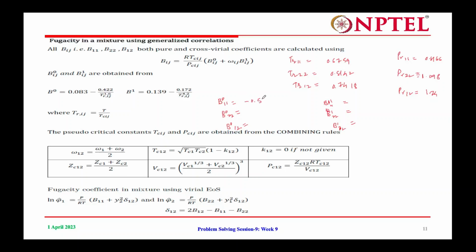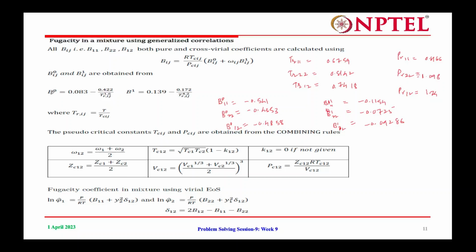Minus 0.541, minus 0.4353, minus 0.4858, here minus 0.1154, minus 0.0725 and minus 0.0928. Here T R 11.